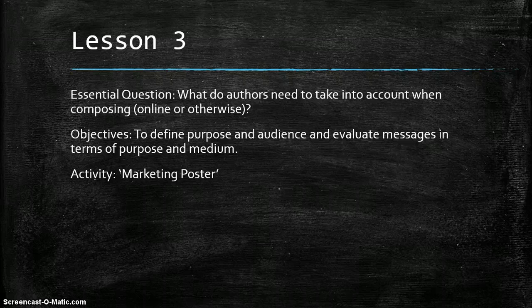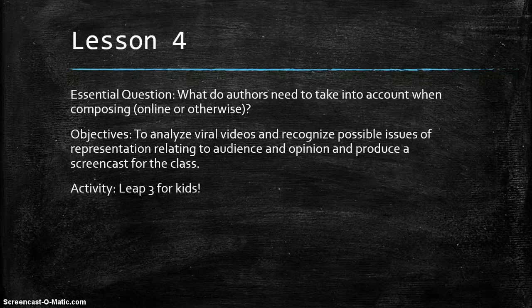The third question has 3 parts, and it's what do authors need to take into account when composing? The first lesson deals with purpose and audience, and they're going to be creating a marketing poster based on some sort of message. The second part of this question has to do with representation and how audience and opinions may impact student work. Students are going to be creating their own Leap 3 like we did in this class, but it's going to be scaled down, and they're going to be doing it in groups.